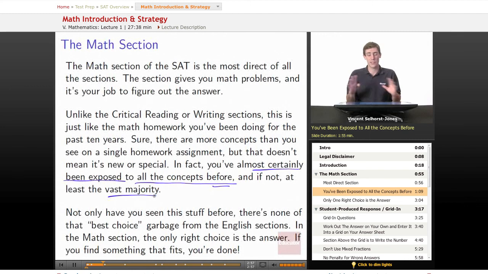And also, I think this is great, you don't have to worry about that best choice garbage. Remember in the English section, you have to choose the best choice? Well, in the math section, there's just one answer. You choose the answer, and that's that. You don't have to worry about, well, this one kind of works, but maybe there's one that works better. As soon as you find one that works, you're done. So I think that's really nice.